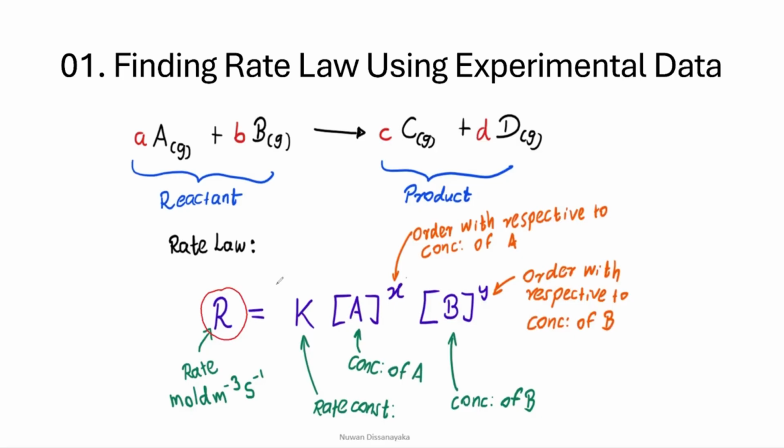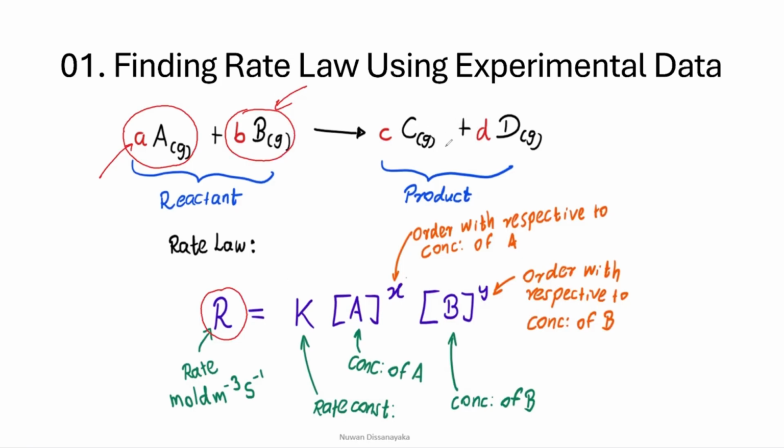For an example, let's take an example. Here we have reactant A. These red color simple letters are the stoichiometric ratio. We call them molar ratios. Reactant A reacts with reactant B, giving you C and D. C and D are our products.